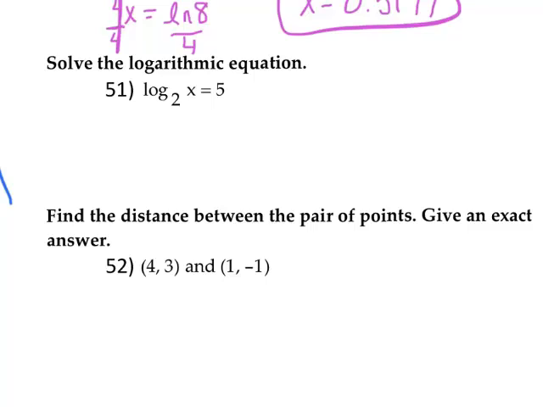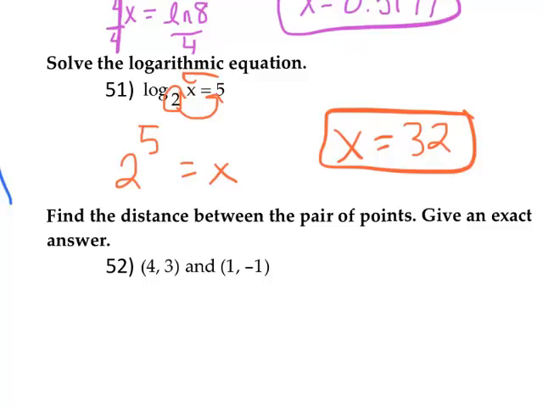Solve the logarithmic equation. We're going to do that by simply rearranging this as an exponential equation. So you start with your 2 as your base, rotate around here, your exponent is 5, it equals x. We just need to figure out, hey, what's 2 to the 5th power? It's 32, so x equals 32.